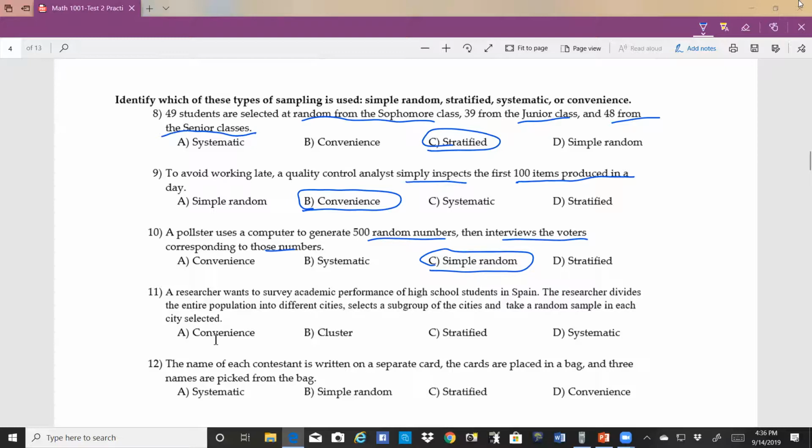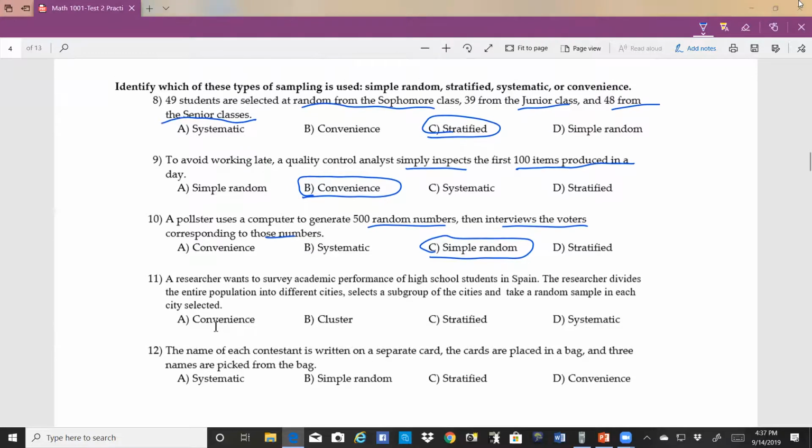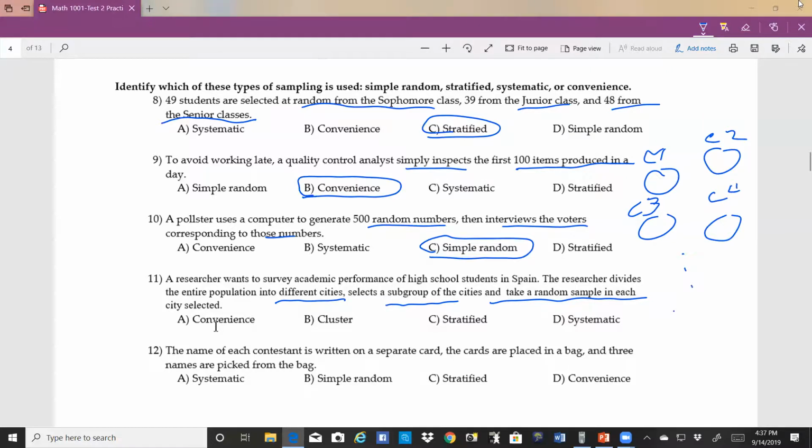Now, a researcher wants to survey academic performance of high school students in Spain. He divides the entire population into different cities, selects a subgroup of the cities, and takes a random sample in each. Well, here we got, say, city one, city two, city three, city four, maybe all the cities in Spain, city maybe 22. And he's going to just take a few of these and sample. That would be cluster sampling. You don't take the entire population there.